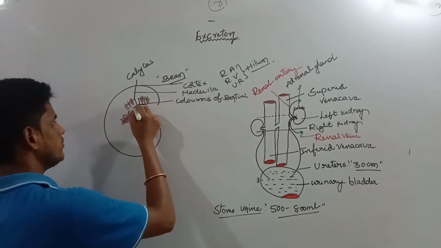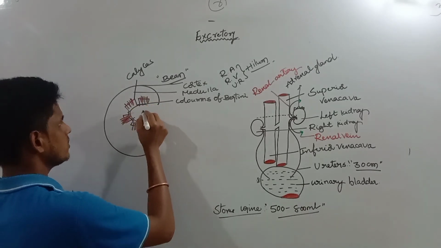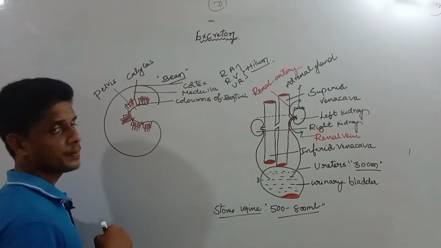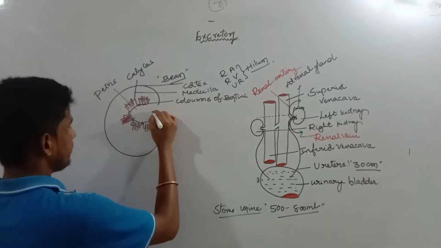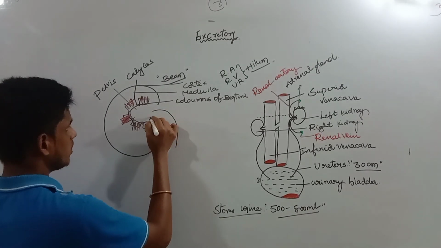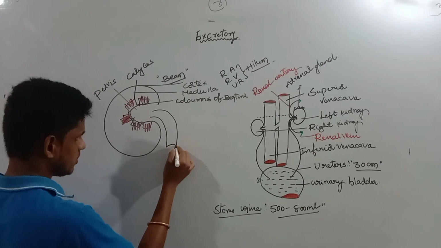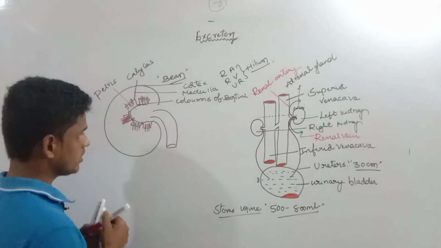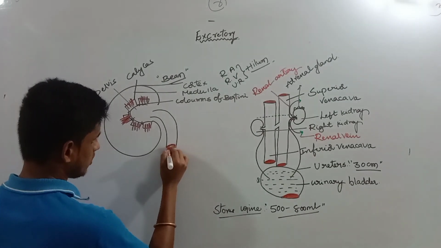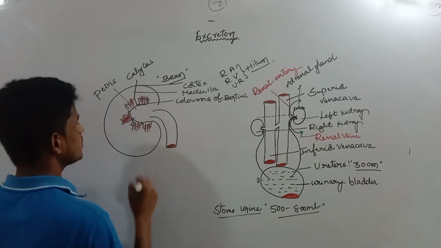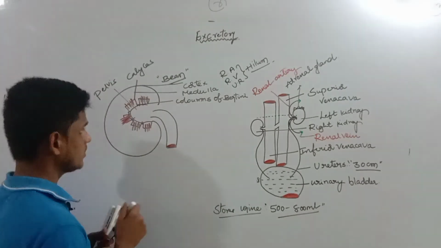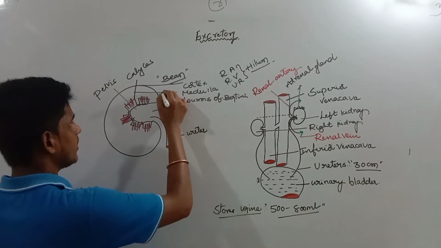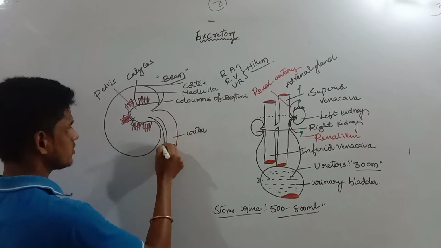This empty, vacant region is called the pelvis. The pelvis is connected to a long distal tube-like structure, which, as I already told you, is called the ureter. Let me write the part: ureter. And this is the renal artery and this is the renal vein.